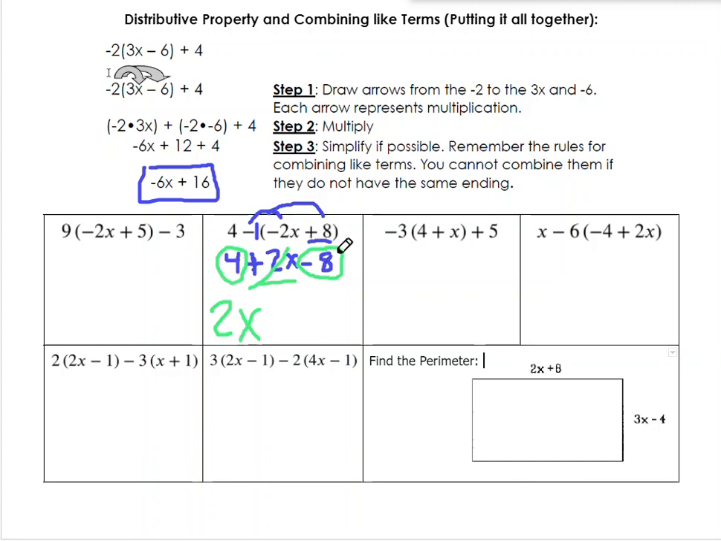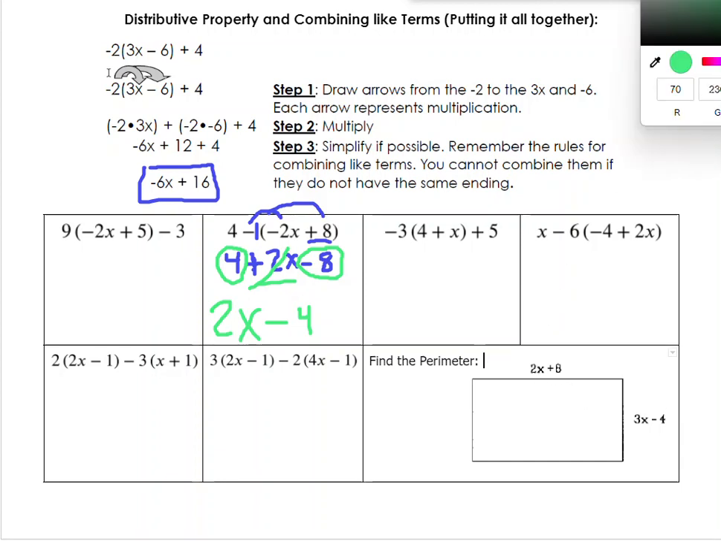But now I have 4 minus 8. I can combine those. 4 minus 8 gives me negative 4. So to show negative 4, I write minus 4. And that's my final answer. I can't do anything else. It's just 2x minus 4. All right, let's try another tricky one.